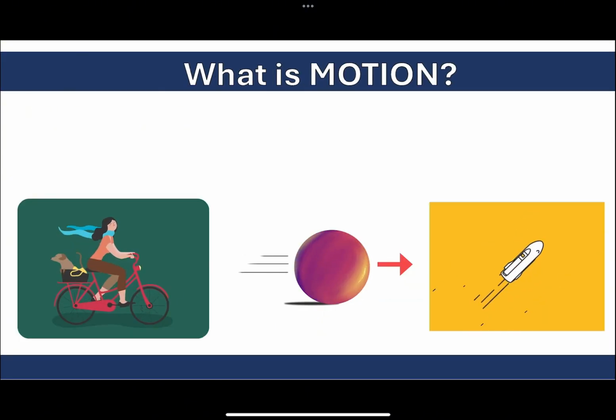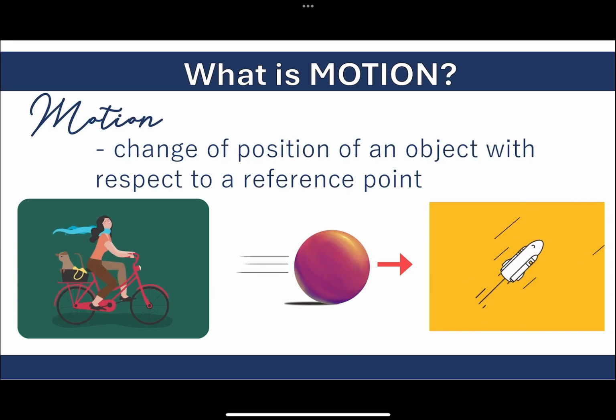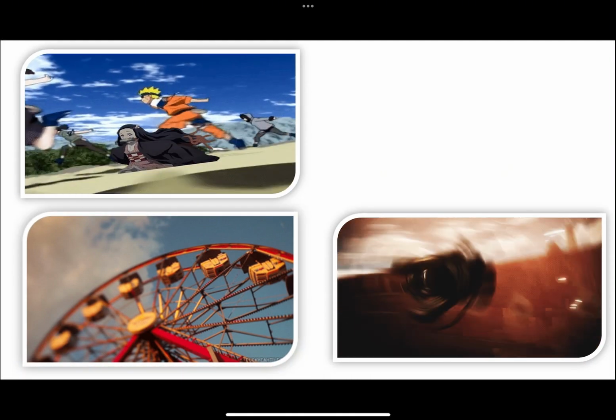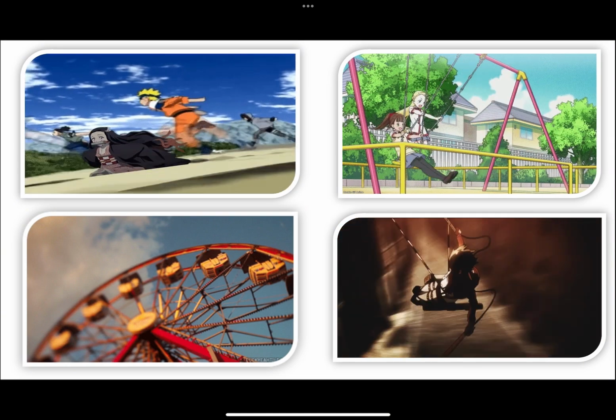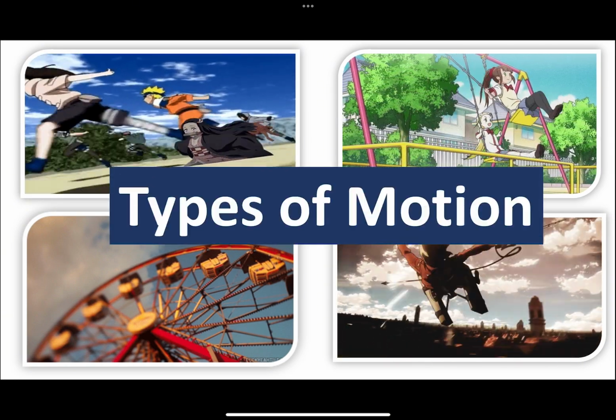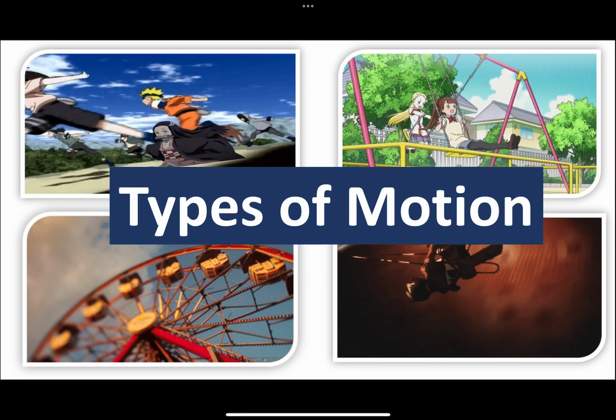So what is motion? If we think about motion, we are probably thinking about these examples. Motion is a change of position of an object with respect to a reference point. Some things move fast, others slow, and some not at all. Some go in straight lines, others in circles or back and forth. And today, we're going to explore all of that. We'll learn about different types of motion.